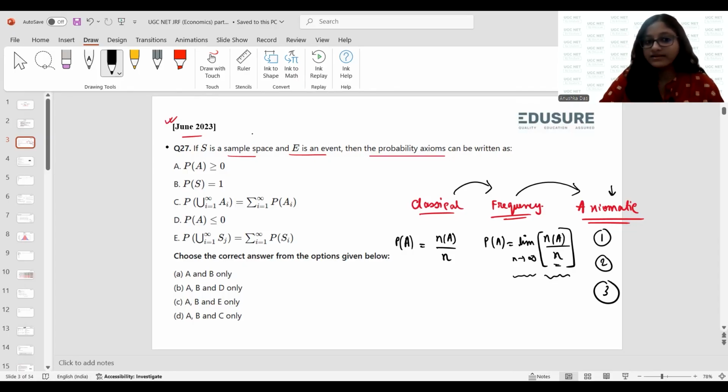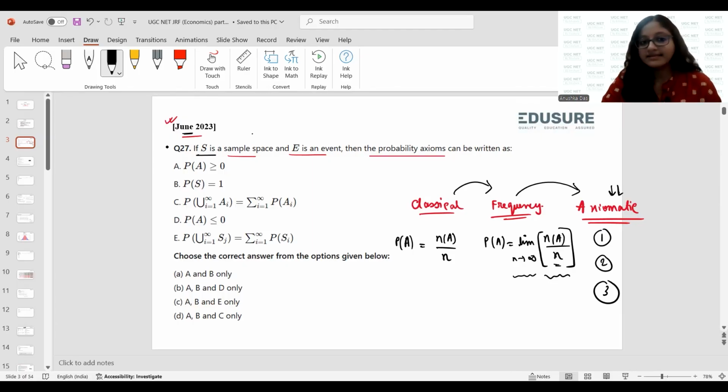So the question that is being asked in June 2023 is about this axiomatic definition. What are the three axioms which were postulated by Kolmogorov in the axiomatic definition, right? So this is the question. I have given you the context, the background, because that is the agenda for this video. I'll be explaining the associated concepts and solving the questions along with that.